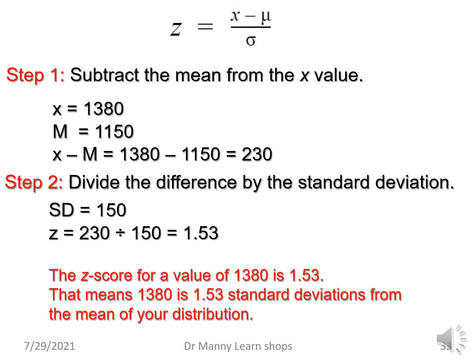So, step 1, subtract the mean from the X value. Step 2, divide the difference by the standard deviation. The Z-score for a value of 1380 is 1.53. That means 1380 is 1.53 standard deviations from the mean of your distribution.